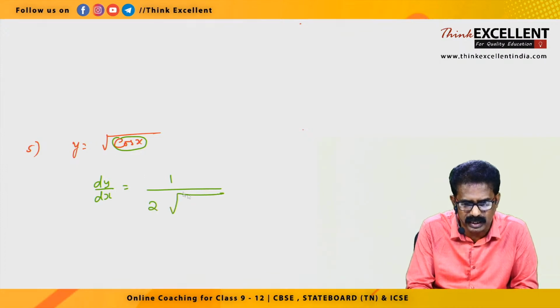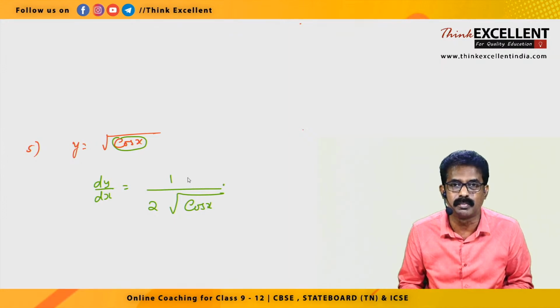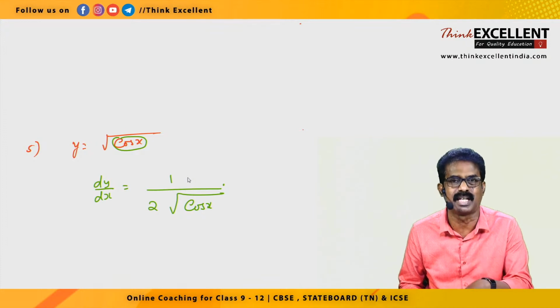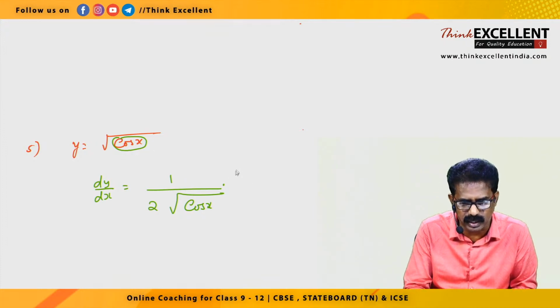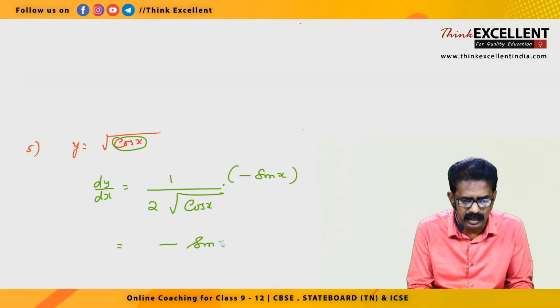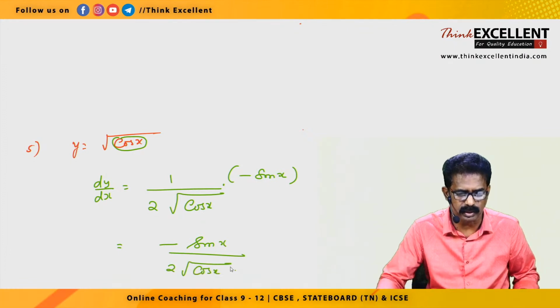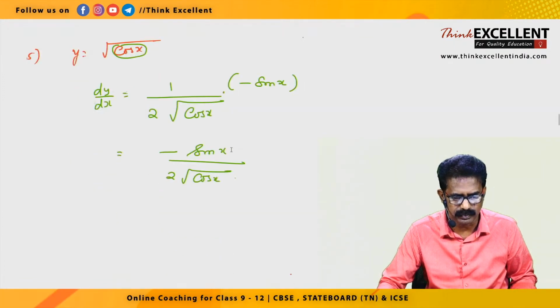x இடத்துல cos x. So don't stop here. அது x-ஆ இருந்தா x derivative 1 ஸ்டாப் பண்ணிடுவோம். பட் அது x இல்லை, வேறு எதுவும் இருக்குல்ல. So differentiate that. What is that? Cos x. So cos x derivative minus sin x. So your final answer is minus sin x divided by 2 root cos x. Okay, hope you understood this. That is sum number 5.